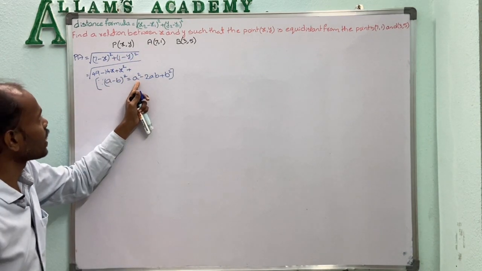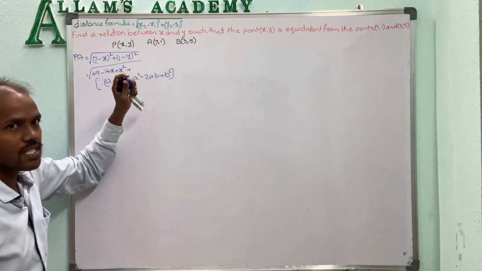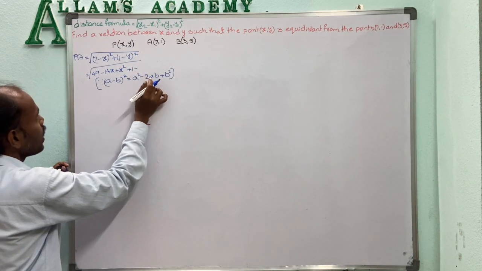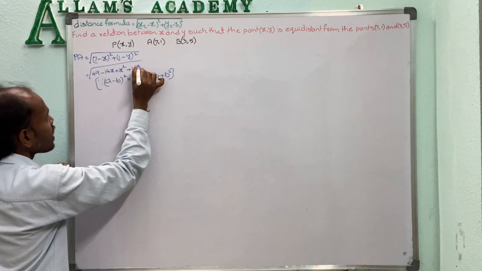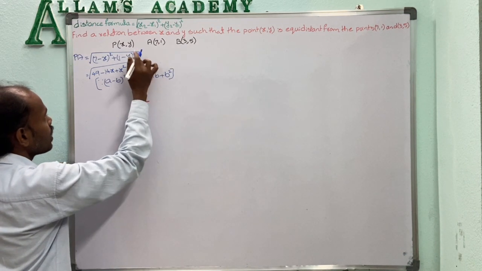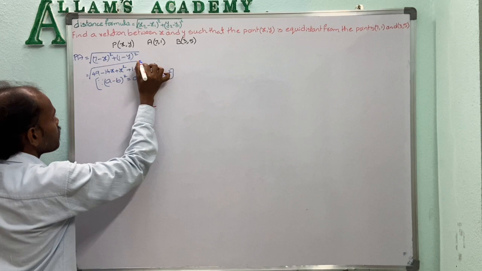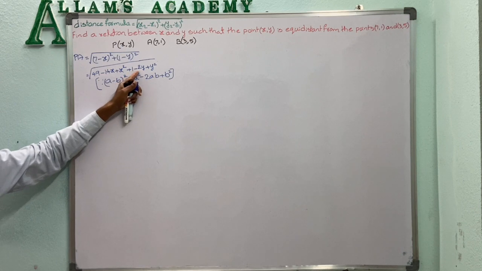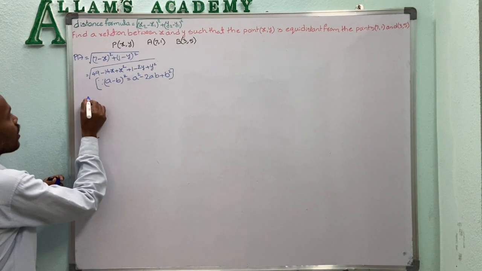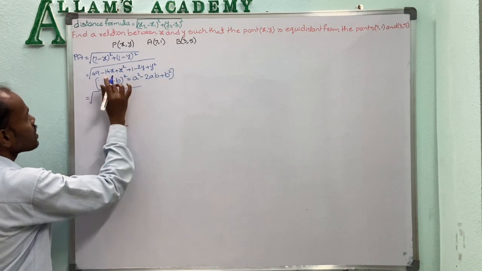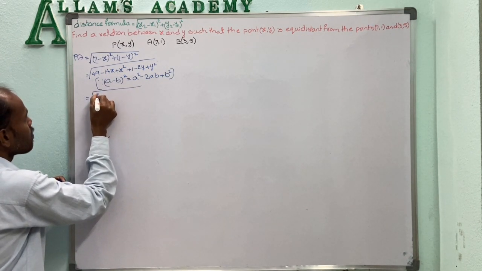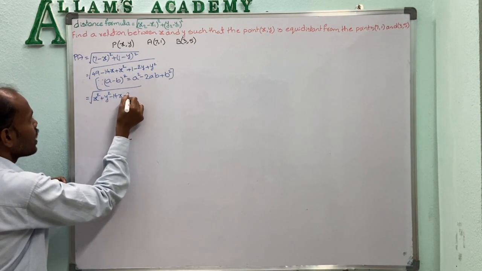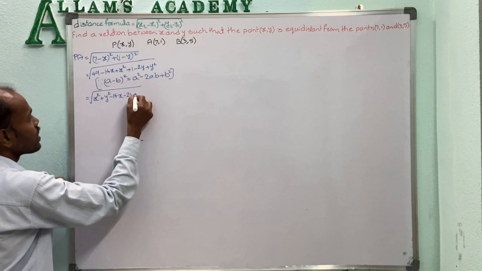Here a is taken as 1 and b is y. So a square is 1 square, that is 1, minus 2ab, 2 into 1 into y, that is 2y, plus b square, b equal to y, so y square. So here we get under root 49 minus 14x plus x square plus 1 minus 2y plus y square. Now if we simplify this, we can write x square plus y square minus 14x minus 2y, 49 plus 1 is equal to 50.